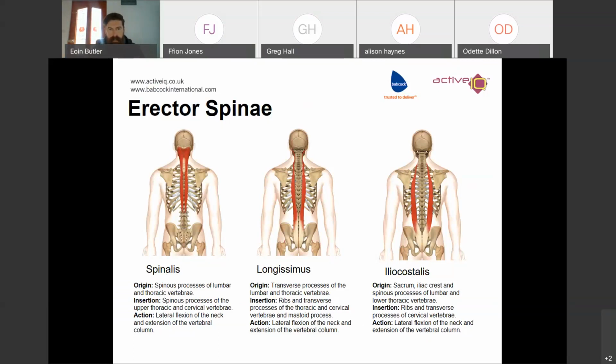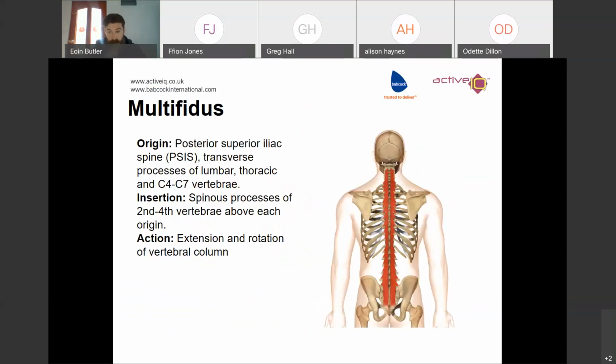Spinalis, longissimus, and iliocostalis. Multifidus is also a muscle that runs up along the spine. However, with the multifidus, the action is extension and rotation of the vertebral column. With the extension, it allows the spine to extend vertebra by vertebra. Whereas the erector spinae muscles will extend the vertebral column, the multifidus will allow you to do it vertebra by vertebra. The origin is the posterior superior iliac spine, transverse processes of lumbar-thoracic and C4 to 7 vertebrae. The insertions are the spinous process of the second and fourth vertebrae above each origin.